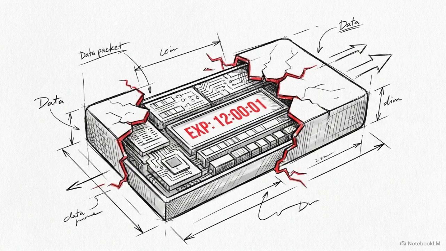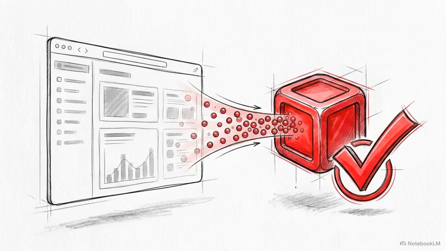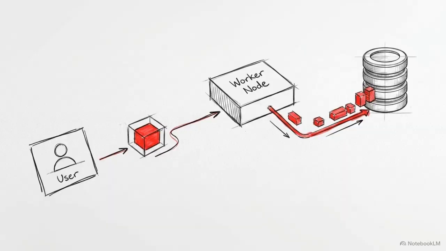Logical expiration addresses this by removing the physical TTL from Redis and embedding a timestamp directly inside the data payload. When a request finds a key that is logically expired, the system serves the old data immediately, while a background worker refreshes the cache without blocking any users.